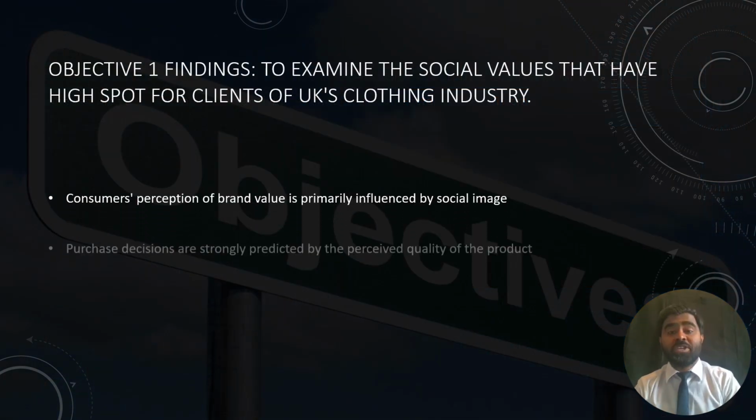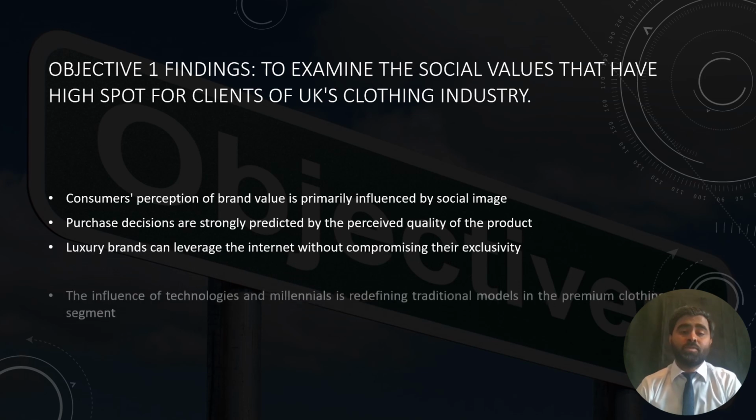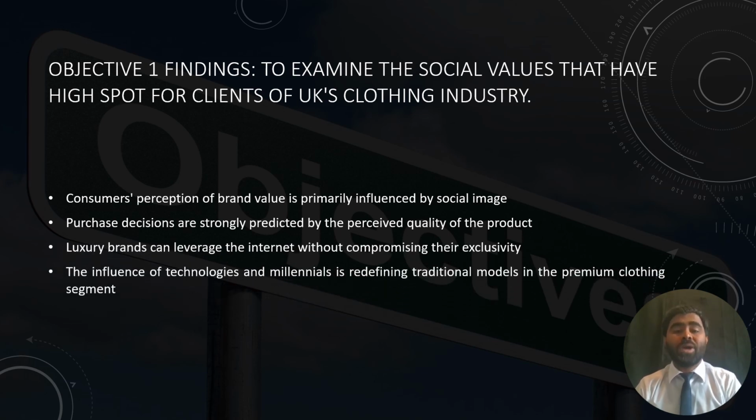I'll expose here the research findings by objective. Finding objective 1: to examine the social values that have high support for clients of the UK's clothing industry. First and foremost, social image as a brand value driver. In the UK clothing business, consumers' perception of brand value is prominently driven by social image, highlighting the importance of perceived social standing in molding their preferences.